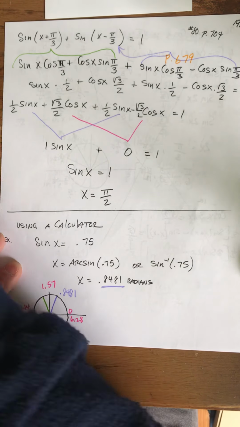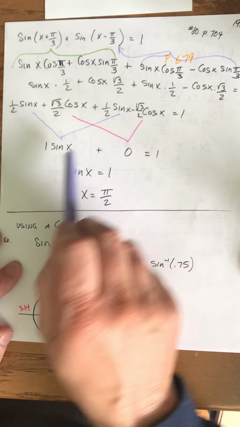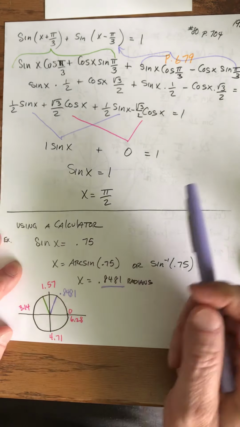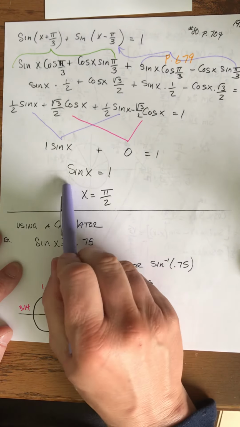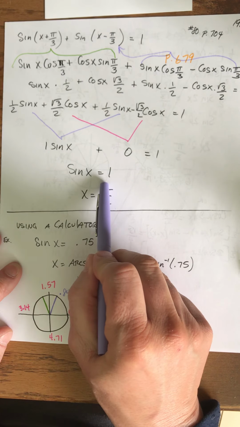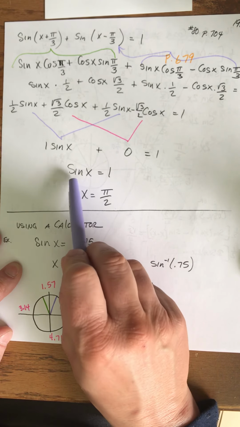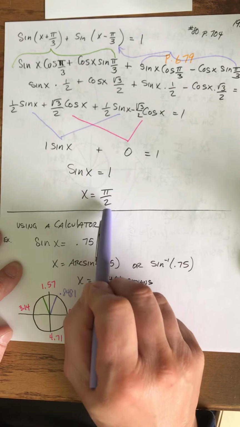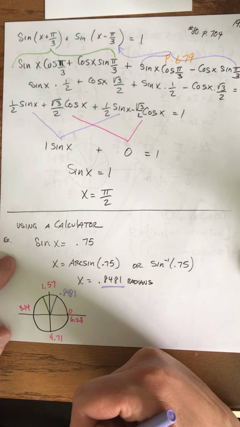In the purple, I have a 1/2 a sine and a 1/2 a sine. That makes one whole sine. So really this question asks, the sine of x equals 1. So what angle makes the sine of x equal to 1? It would be 90 degrees, or pi over 2.